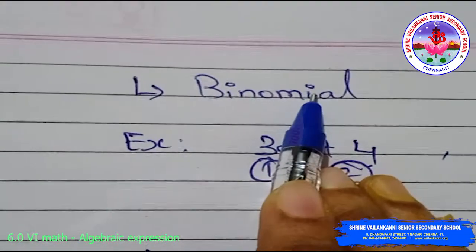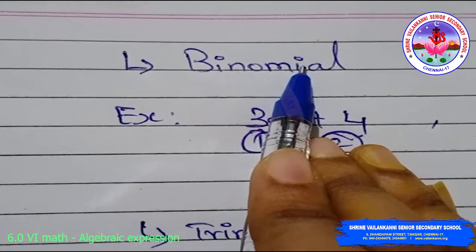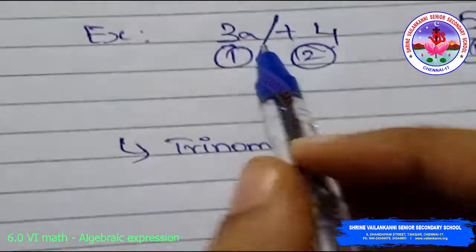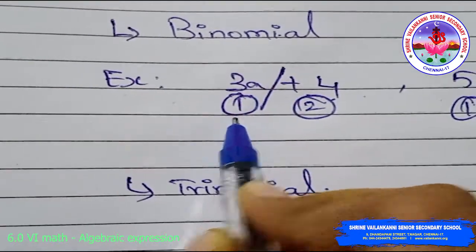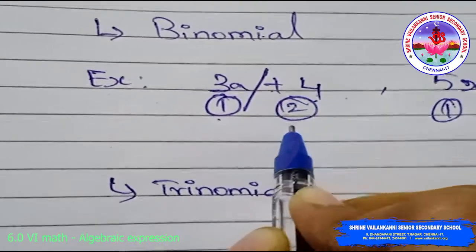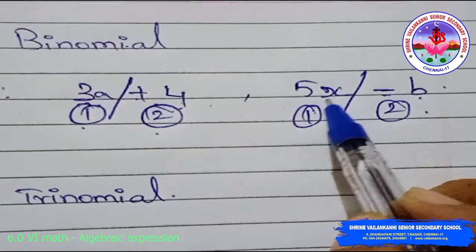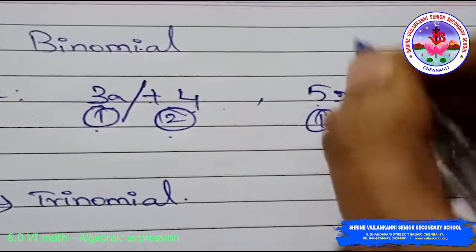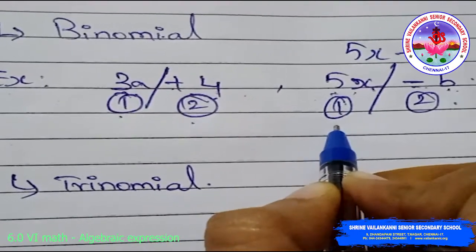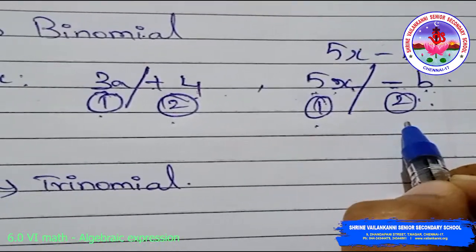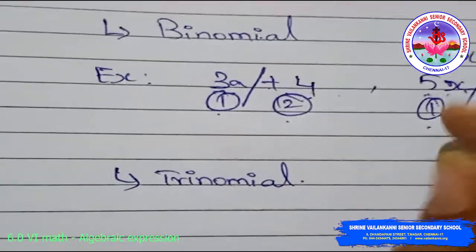Binomial. An expression with two terms is known as a binomial. Example, 3a plus 4b. Here 3a is the first term, positive 4b is the second term. Second example, 5x minus b. Here 5x is the first term, negative b is the second term. So a binomial has two terms.